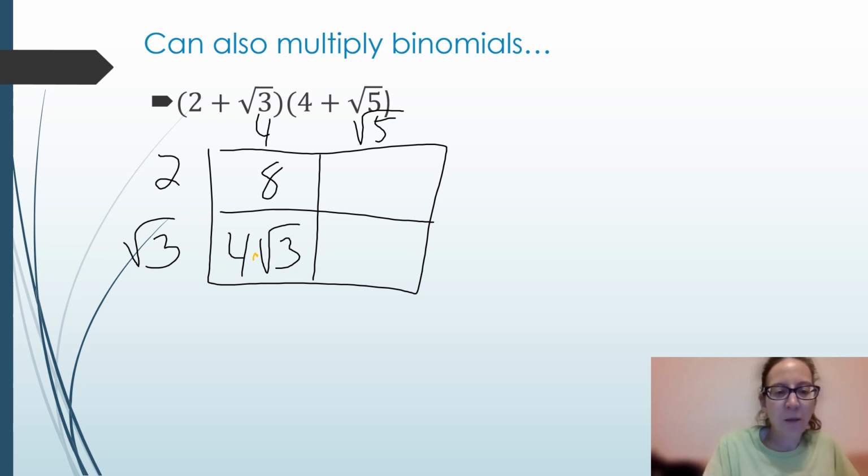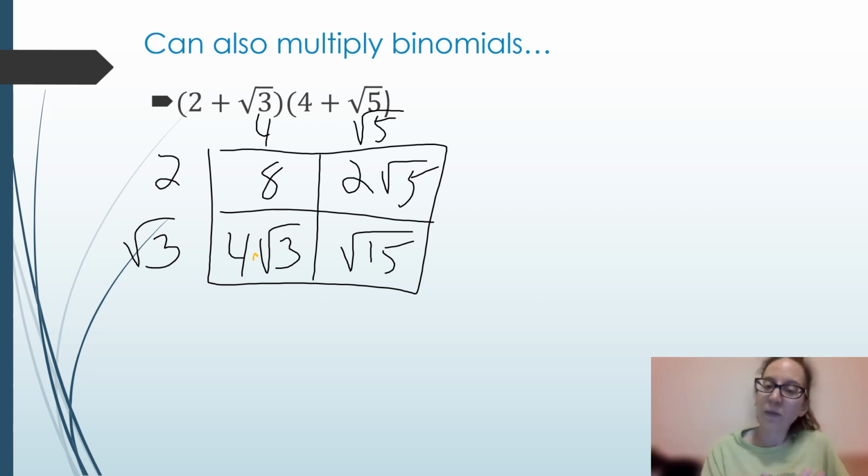The next box, upper right, 2 times root 5. And you're stuck. It's just 2 times root 5. Now you would read that out loud, 2 root 5 or 2 radical 5, 2 square root 5, but it is multiplication. And then down in our lower right, we have the square root of 3 times the square root of 5, which we just established would be equal to the square root of 3 times 5, which is the square root of 15.